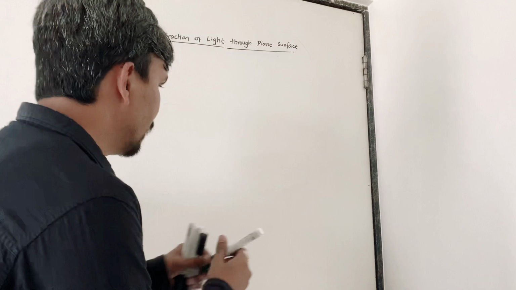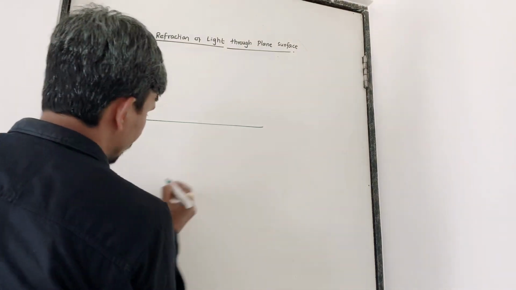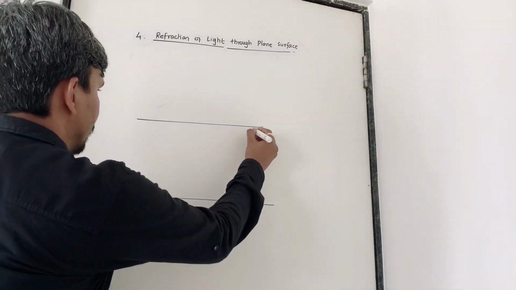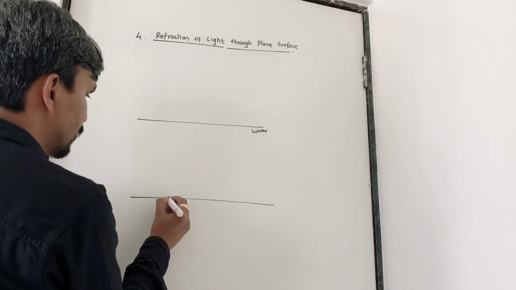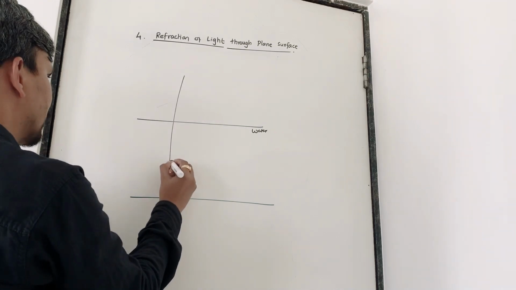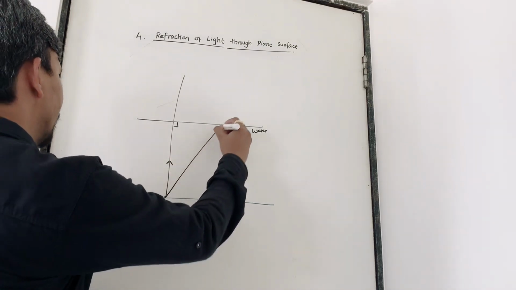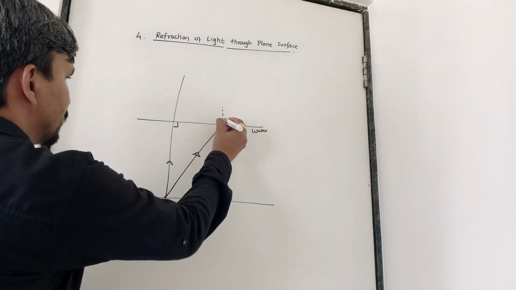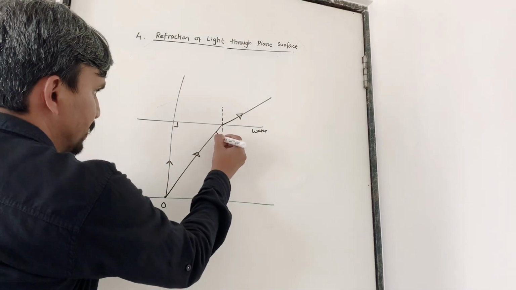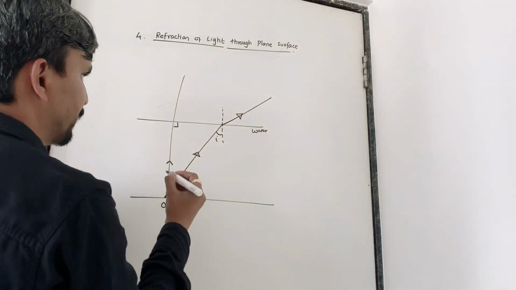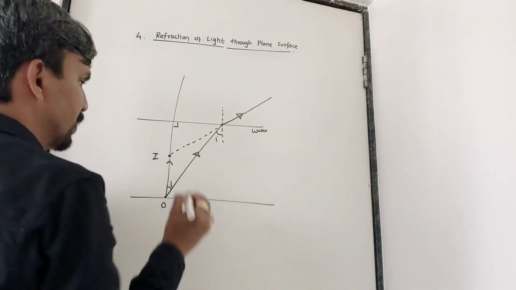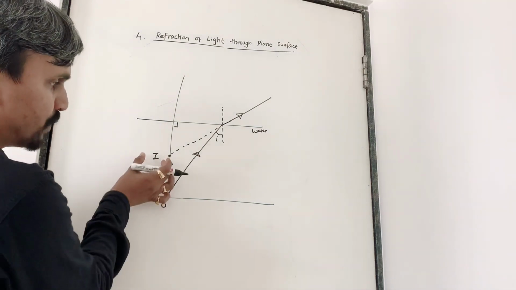Now just check. Here is our pond, and this is the water. This is the source of light. Say point O is the object. This is the first incident ray, which is normal incidence. This is the second incident ray, oblique incidence. This is the normal drawn, and this is the refracted ray. Now this is your angle of incidence i, and this is also i. Now if I take this in the backward direction, the image will form here. So the object is over here, but the image forms over here.